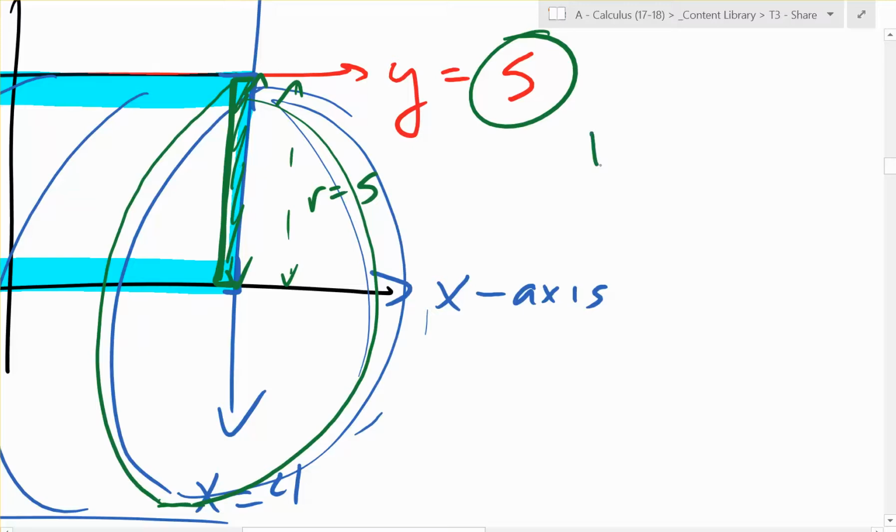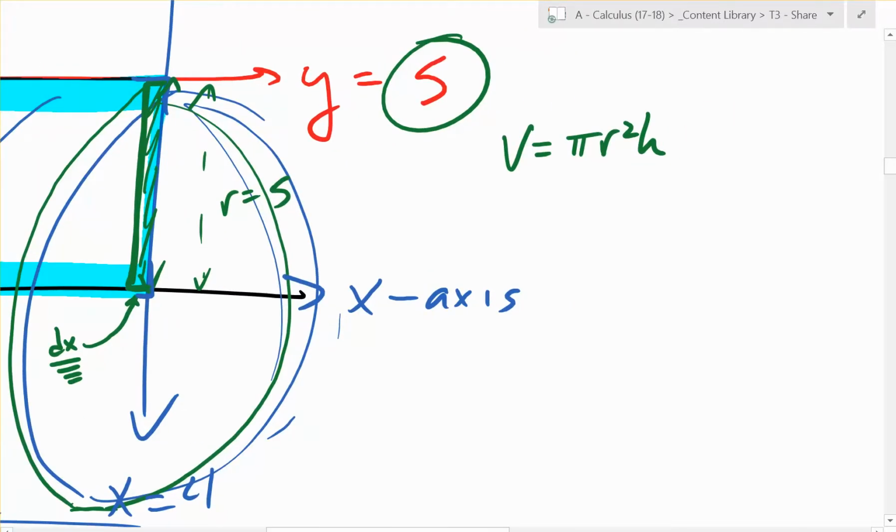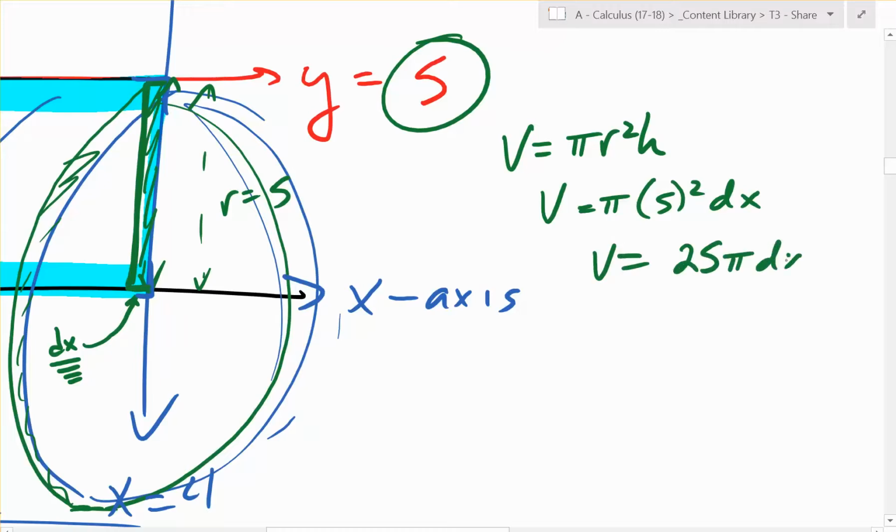If we want the volume of a disc, it's a very short cylinder, it's going to be pi r squared times the height. In this case, the height is this little tiny edge right here. That's going to be dx, some infinitesimally small part of the x-axis. So the volume of this disk, the one that has this edge, is going to be pi times 5 squared times dx. So the volume of that disk is 25 pi dx.